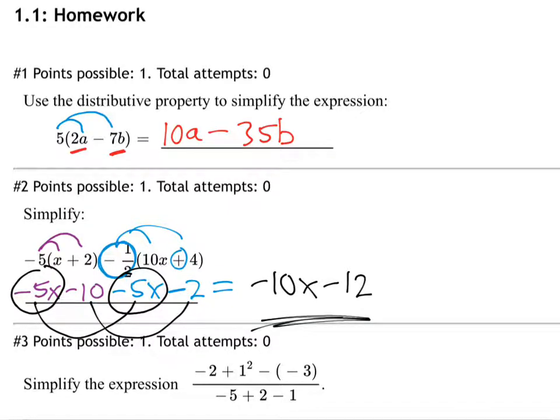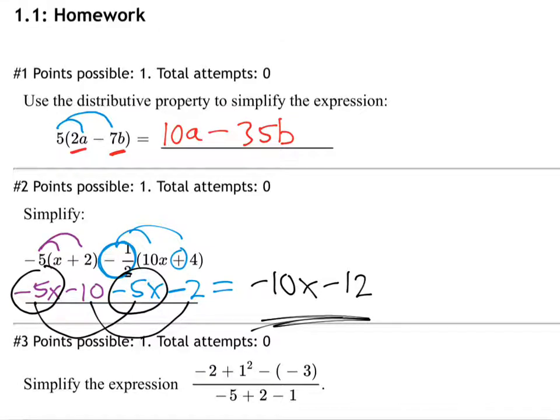So first we took the number in front of the parentheses and multiplied. And then we gathered like terms. Questions on that one? Is that making sense? All right, let's try number 3.